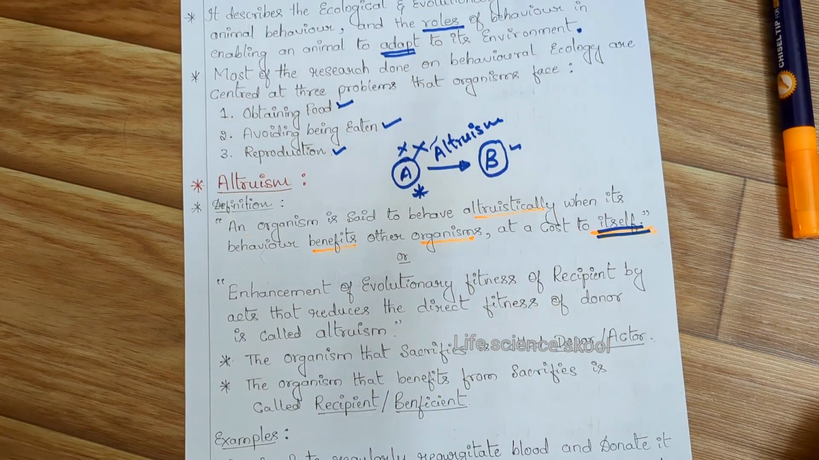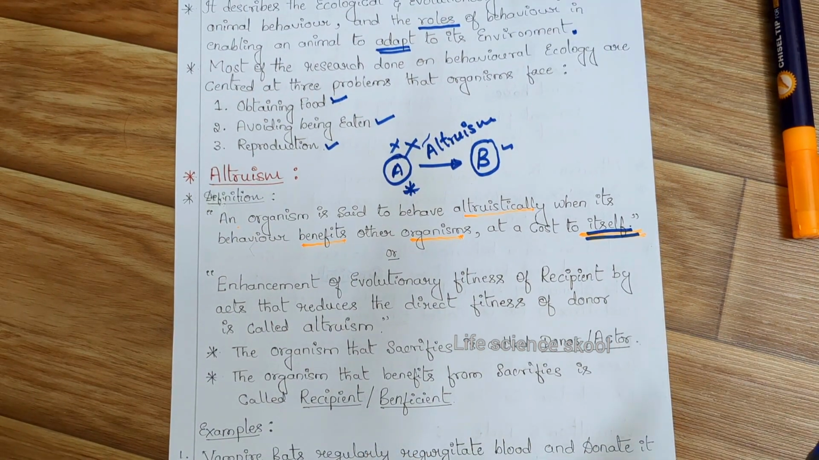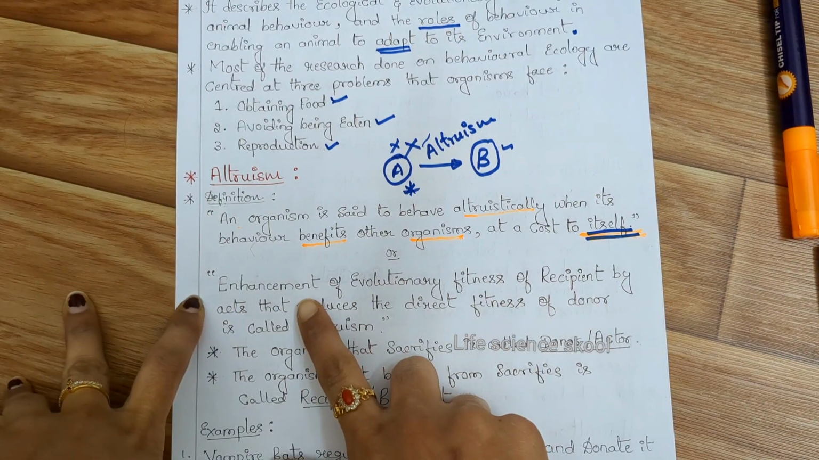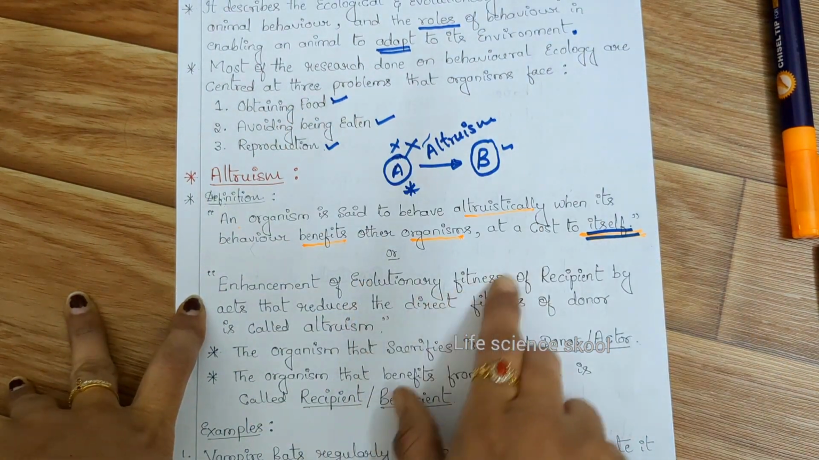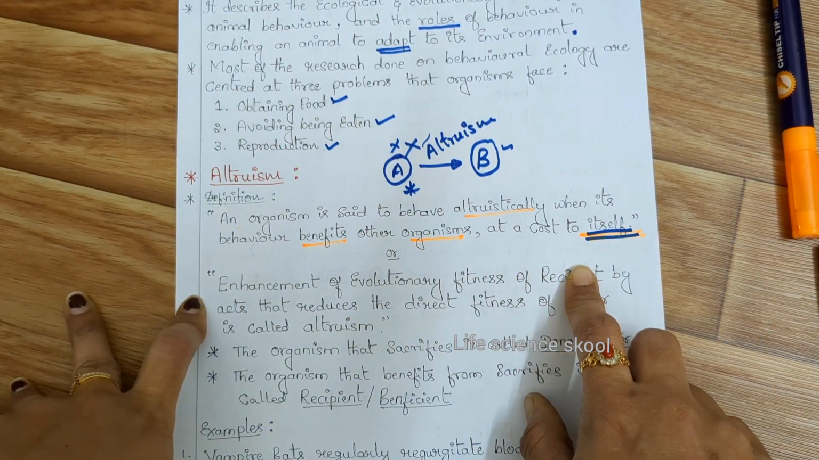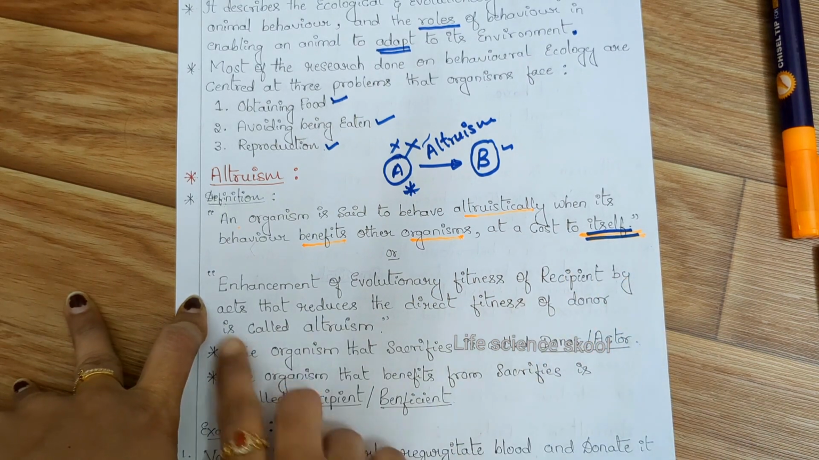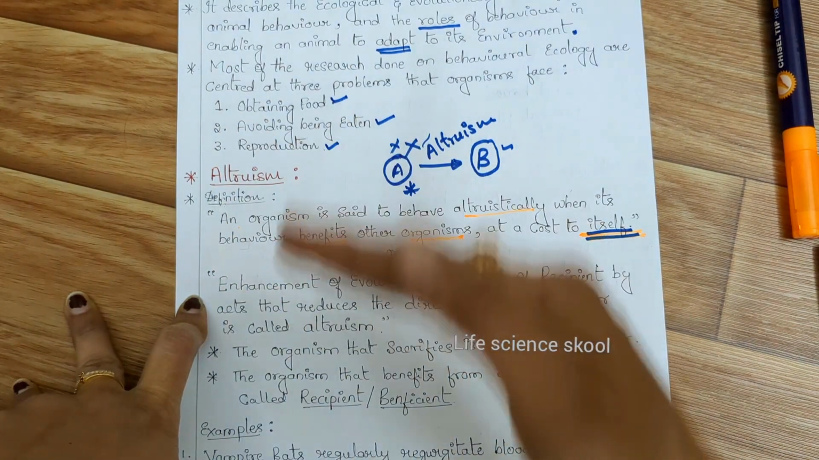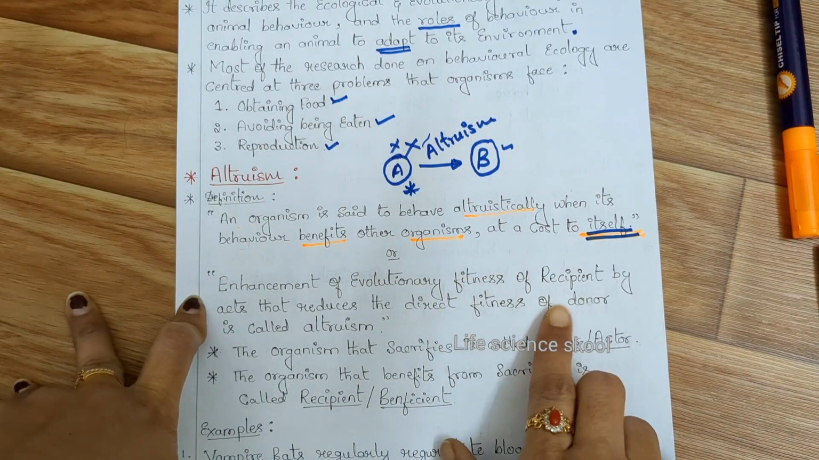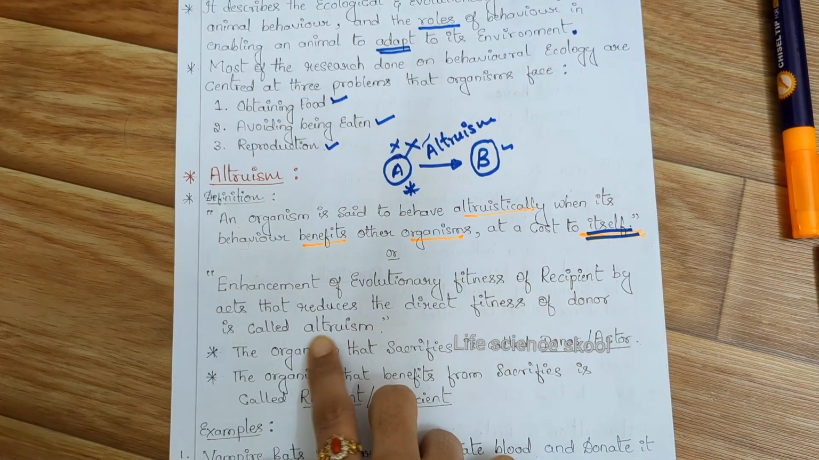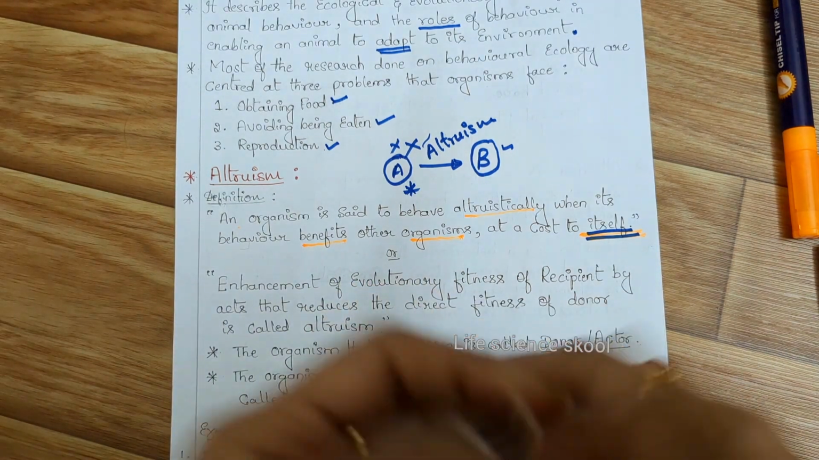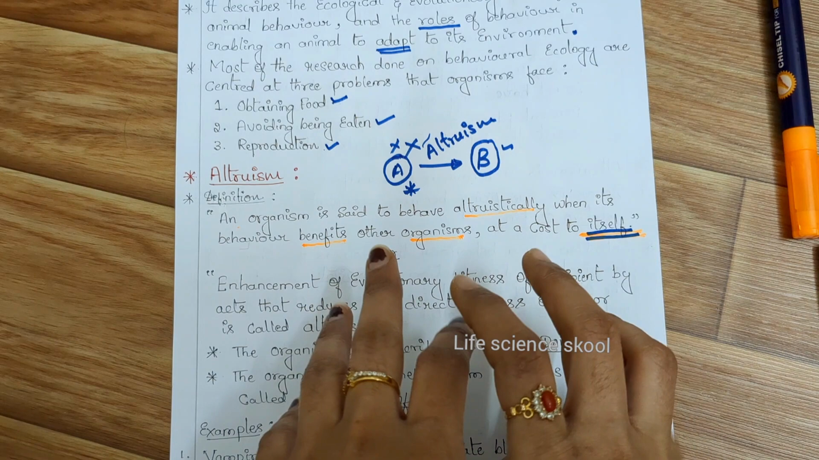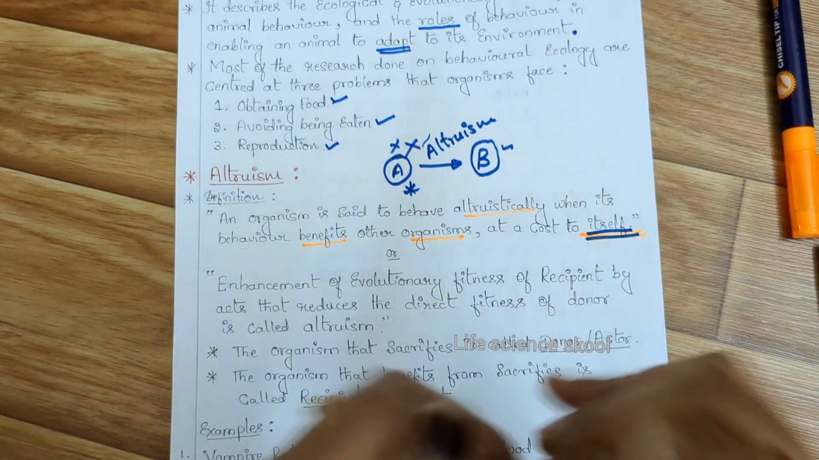I will give another example to help you understand. You can understand this with another definition. Look at the definition here: enhancement of the evolutionary fitness of the recipient by acts that decrease the direct fitness of the donor is called altruism. To understand this, you have to understand two more concepts here. Don't worry, I will explain that, listen carefully.